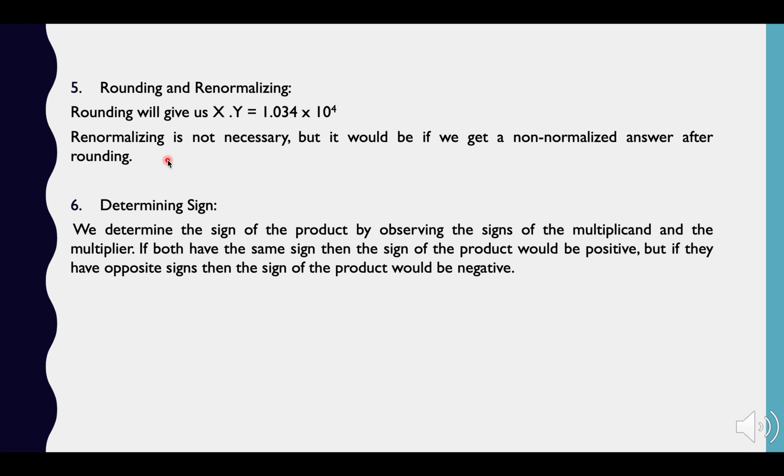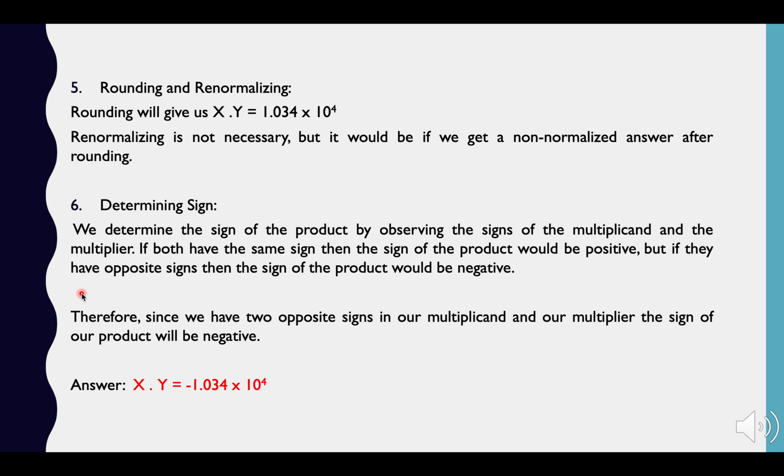The last step to do is to determine the sign. We do that by checking the signs of the multiplicand and the multiplier. If the signs are the same, then our resulting sign would be positive, but in this case, the multiplicand and the multiplier had opposite signs, so our resulting sign is negative, thus leading to a final answer of x times y equal to minus 1.034 times 10 to the power 4.